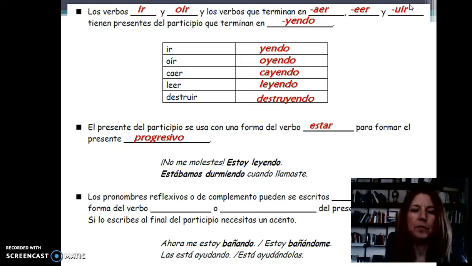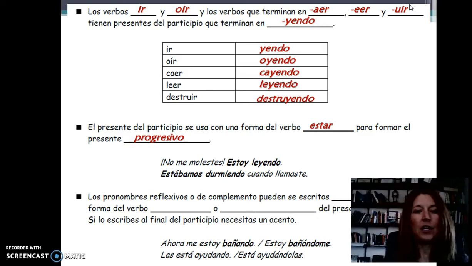Next example. Estábamos durmiendo cuando llamaste. We were sleeping when you called. That was what we were doing at a specific time. And that's what I was responding to that person. They said, what were you doing when I called you? Estábamos durmiendo. So let's look at reflexive pronouns, direct and indirect object pronouns. Where do we put those when we talk in the present or past progressive?